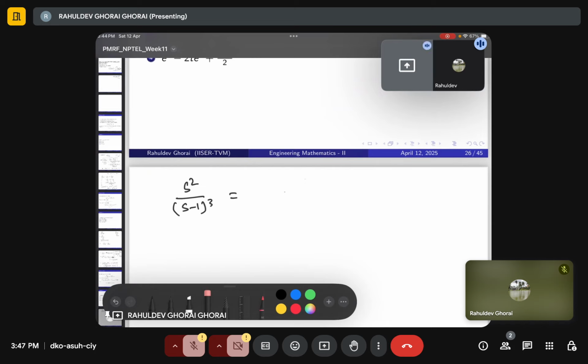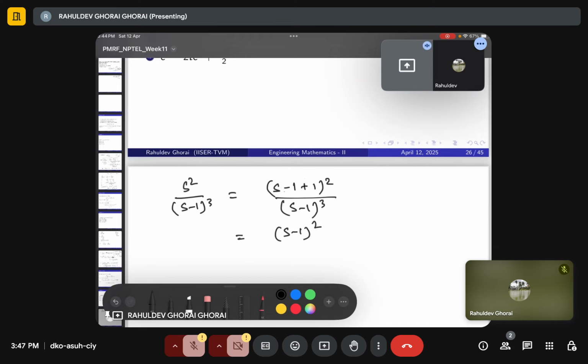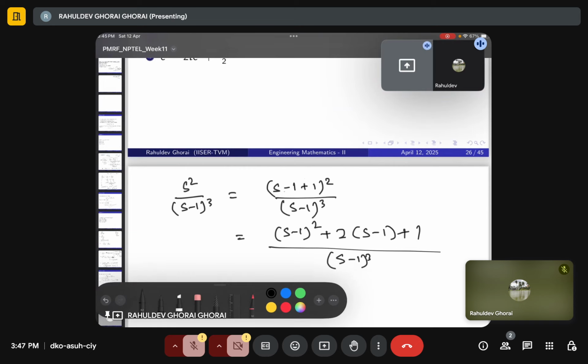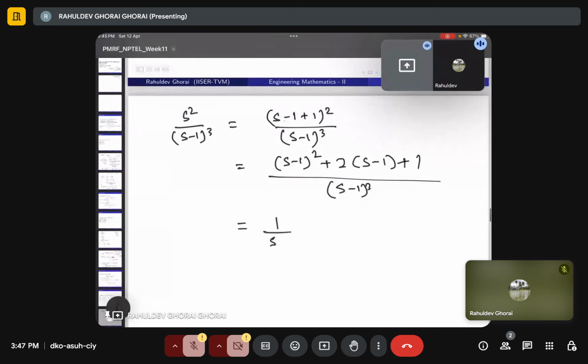So one thing you can do is, s square you can write as (s minus 1 plus 1) whole square over (s minus 1) whole cube. That is nothing but (s minus 1) whole square plus 2 times (s minus 1) plus 1 over (s minus 1) whole cube, right? One can write. So that is nothing but 1 over s minus 1. Now you know about this. So plus 2 over (s minus 1) whole square plus 1 over (s minus 1) whole cube.